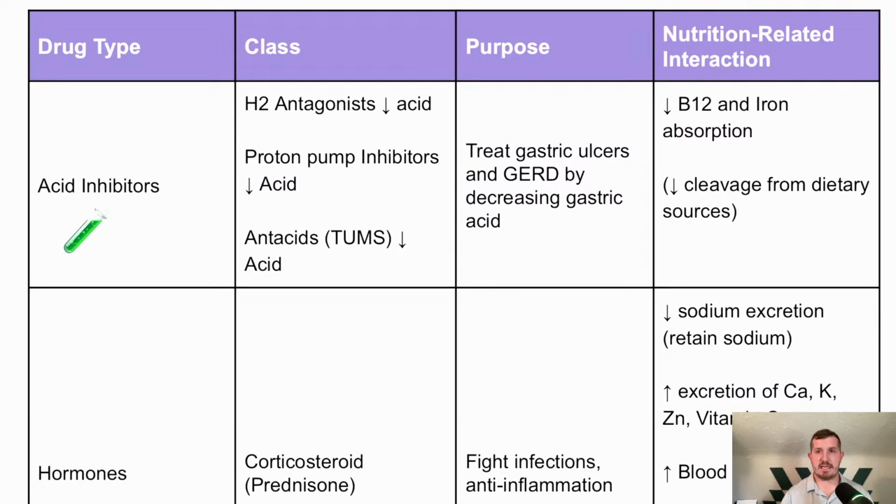The reason we see a decrease in B12 and iron absorption with acid inhibitors is because of the stomach. Firstly, B12 requires acid to be cleaved off of foods. Remember, you have all that hydrochloric acid in your stomach. It's there to break foods apart and make things more absorbable. An acid inhibitor is going to make it a little more difficult to cleave that B12 off of those protein foods.